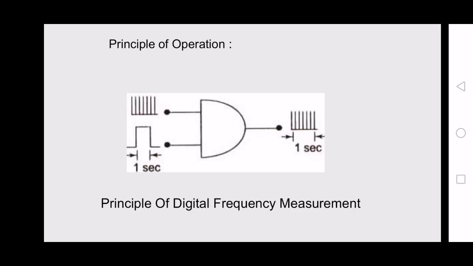So what we are doing is, we are applying the unknown frequency, whose frequency we want to measure, to one input of the AND gate, and a pulse is applied to the other input of the AND gate. The number of pulses counted during this period indicates the frequency.